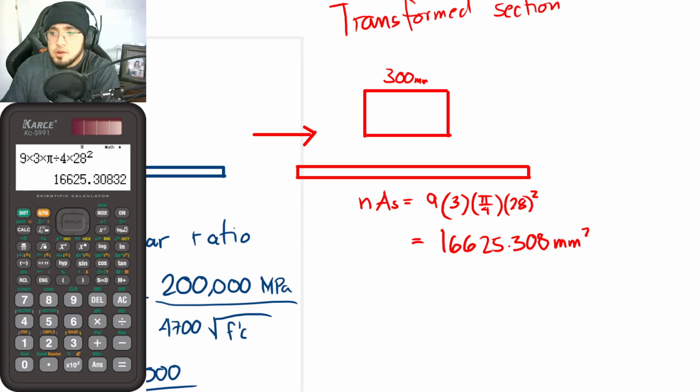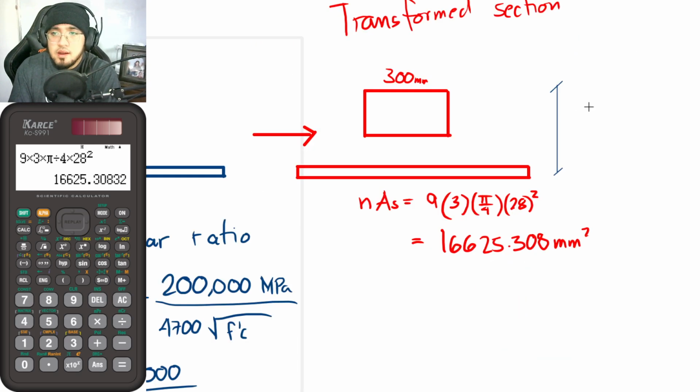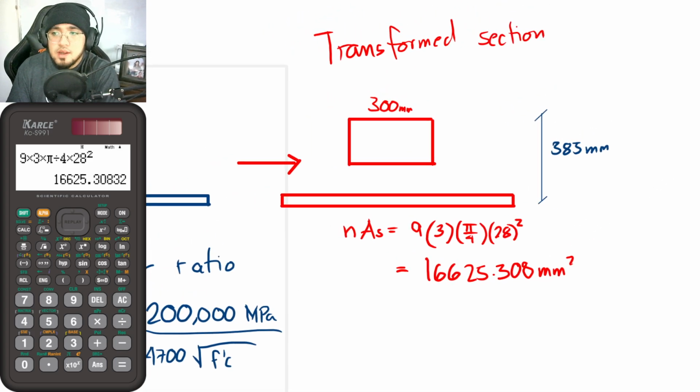millimeter squared. Once again, let me remind you that the distance from the top compression fiber up until the centroid of the rebar is now equal to 385 mm as seen here. So once again, this is 385. Now as you can see, we still have a missing dimension. So what is this particular dimension? Let us name this x.